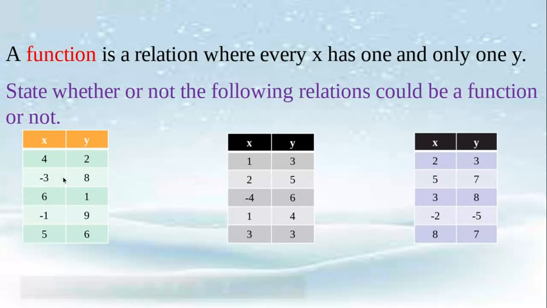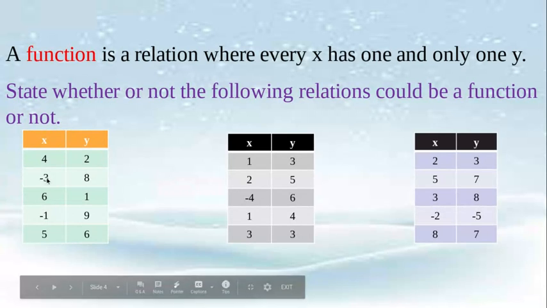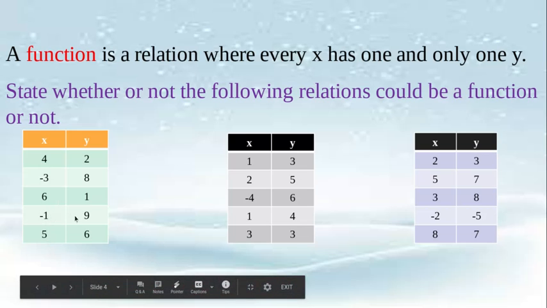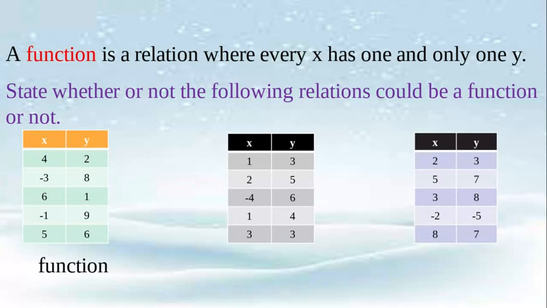All right. Negative 3 matches with positive 8. Any other negative 3s over here? Nope. So we're good. Positive 6 goes with positive 1. No other 6s. Negative 1 goes with positive 9. No other negative 1s. 5 goes to positive 6. No other 5s. So each x only goes to one number. So that means that it is a function. Each x goes to only one y.